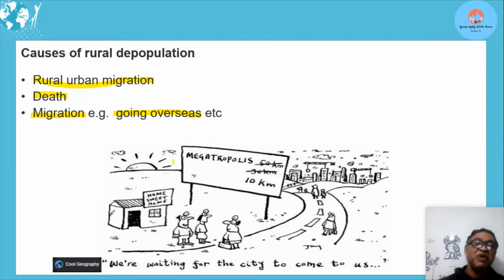This was a nice one that I found, where because people are moving away, these guys are not even unhappy. They're waiting for the city to come to them as people move to the city. And obviously, this is an example of rural urban migration, but it's also rural depopulation.